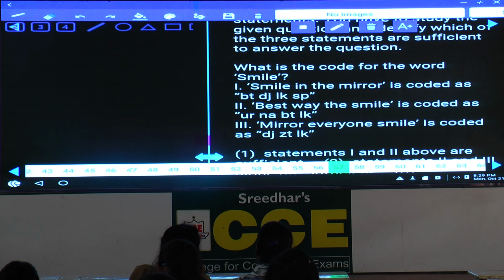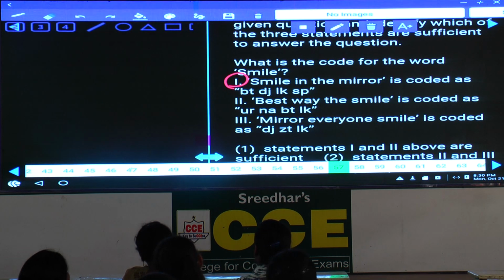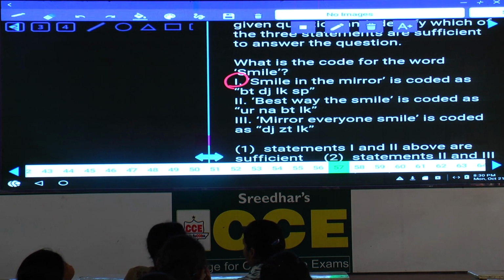Then question number 57. Now in this 57, what is the code for the word smile? Straight away choice 4 is ruled out because there is no second statement given in each of the statements. In the first one, 2 statements are not given to compare. Hence choice 4 is ruled out. Then if you compare 1 and 2, smile in the mirror, best way the smile. The and smile are the 2 words which are common. As 2 words are common, we cannot compare. 1 and 2 is not sufficient.